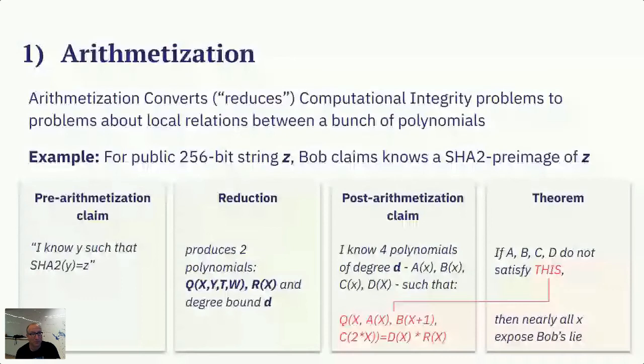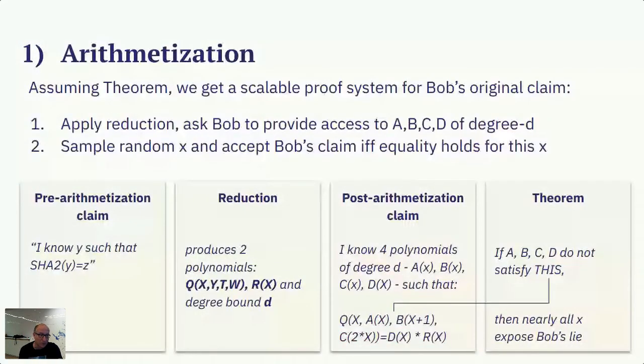both for scalability properties and for privacy properties. And indeed, if you assume this theorem, you can get a very scalable proof system, one that has a very efficient running time for the prover, and even an exponentially faster verification time for the verifier. You apply the reduction.